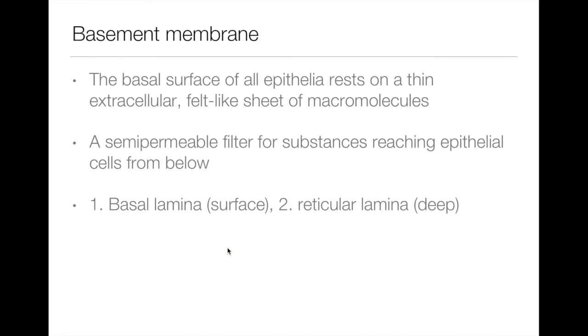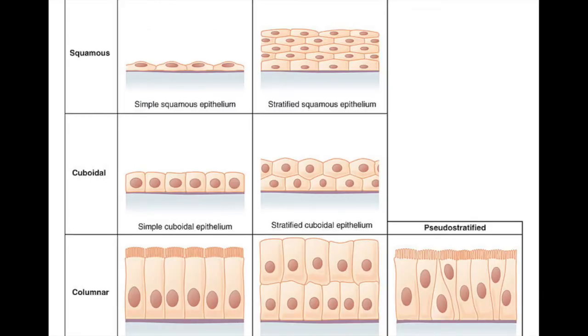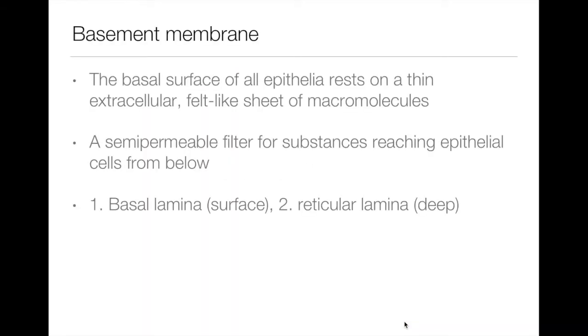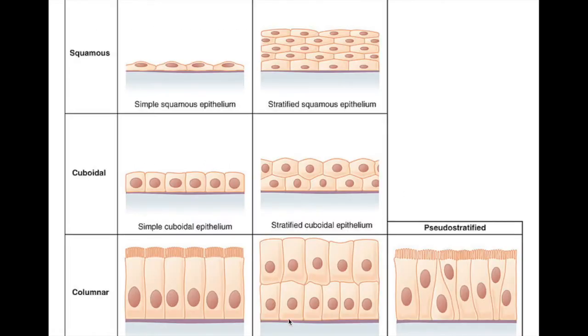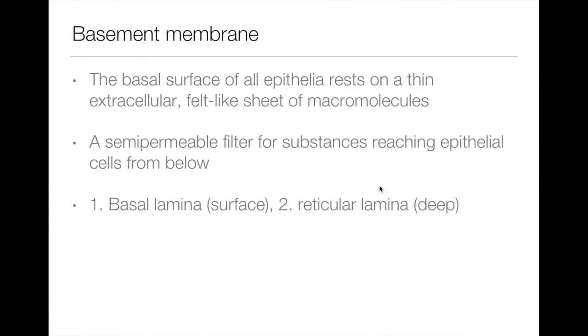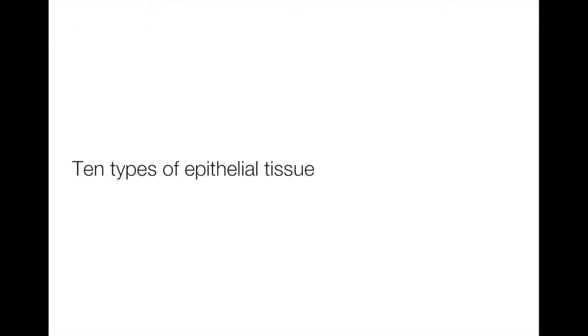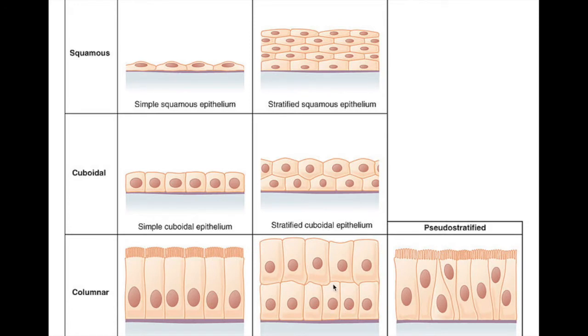Okay, now the basement membrane. What is that? The basal surface of all epithelia rests on a thin extracellular thread-like sheet of macromolecules. What on earth? Let me show you. You see, this is the epithelial tissue. These are the epithelial cells. You see that purple thing, this is the basement membrane. It contains the basal lamina, more superficial, and more deep, it contains the reticular lamina. And it is a semi-permeable filter for substances reaching epithelial cells from below, from the basal pole. And this is the apical pole, which faces the lumen of the organ.